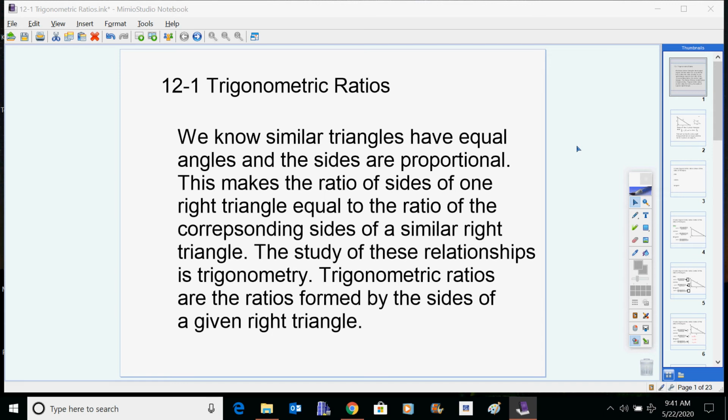But right now we're jumping into trigonometric ratios. So let's just get your brain going, okay?